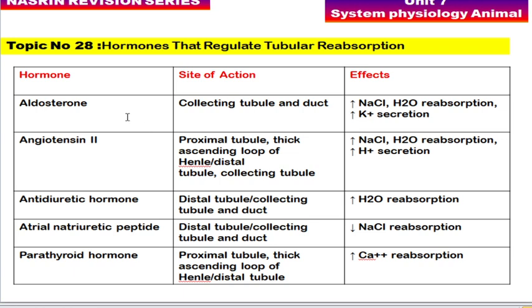As for the effects, aldosterone will increase sodium reabsorption, water reabsorption as well as potassium secretion. Angiotensin also increases sodium reabsorption and water reabsorption, as well as H plus ion secretion. Antidiuretic hormone increases water reabsorption, whereas atrial natriuretic peptide decreases sodium reabsorption. Parathyroid hormone increases calcium reabsorption in the kidney. Atrial natriuretic peptide has the opposite effect to aldosterone and angiotensin: aldosterone and angiotensin increase sodium reabsorption, whereas ANP decreases it.